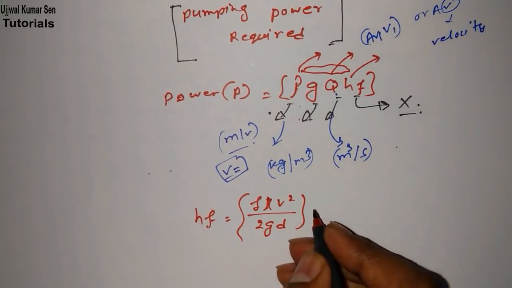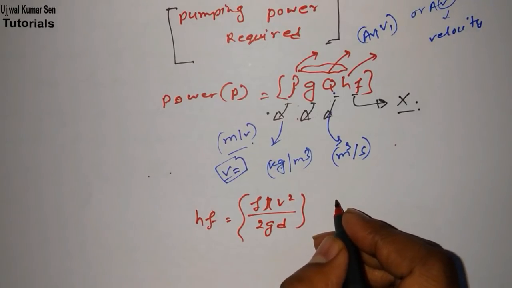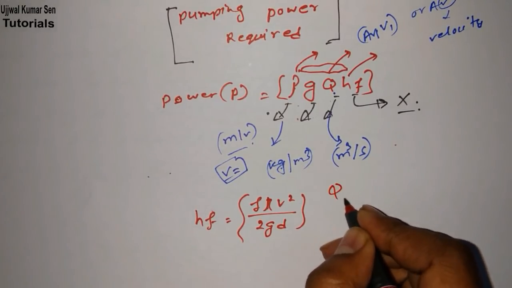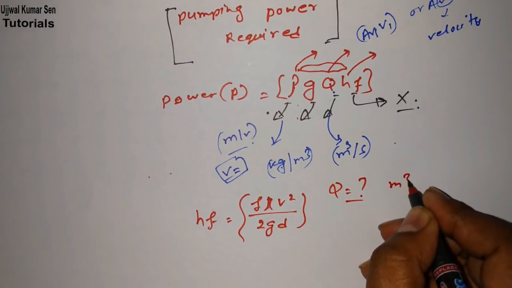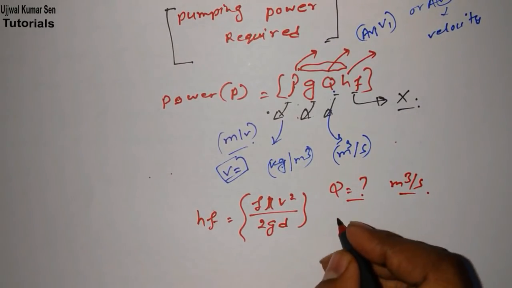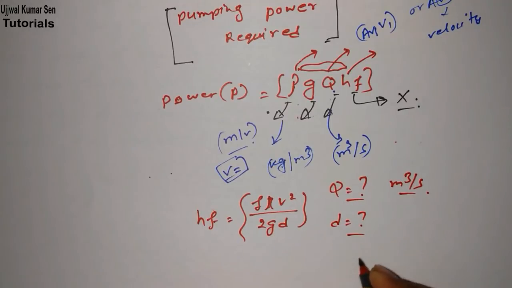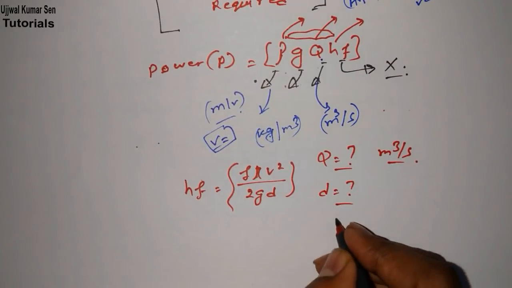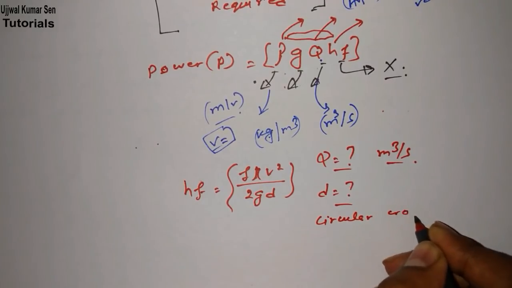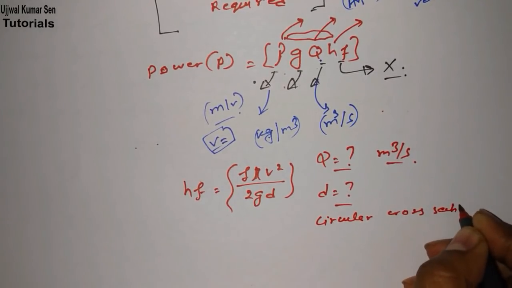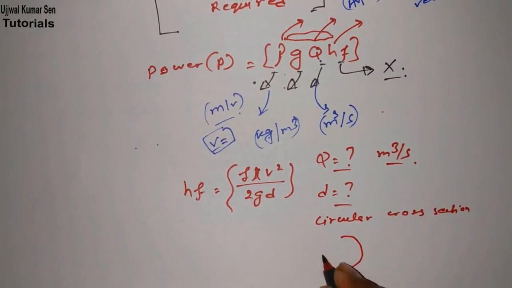So here you may get problem. You know what is that? Because in the question probably they will give you discharge. So discharge is something meter cube per second, and they will give you diameter of that cross section, and most probably they will give you circular cross section, just like here they will give you diameter of this circular cross section, suppose that 100 mm.